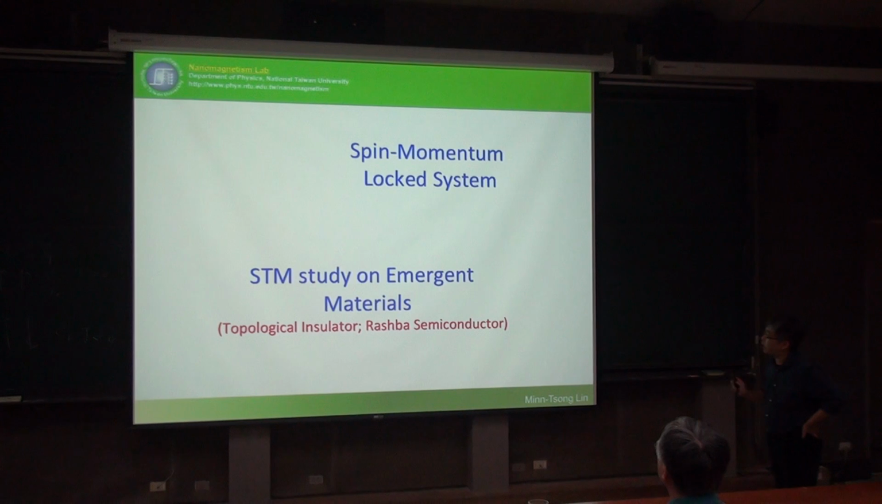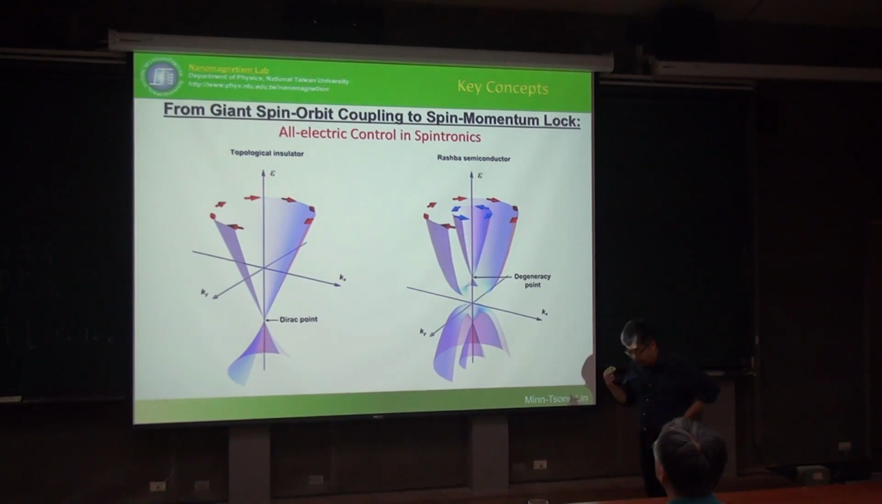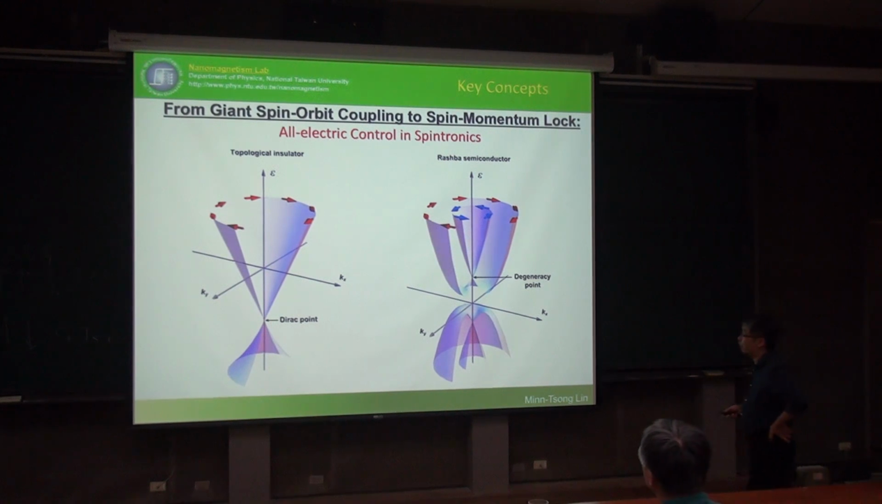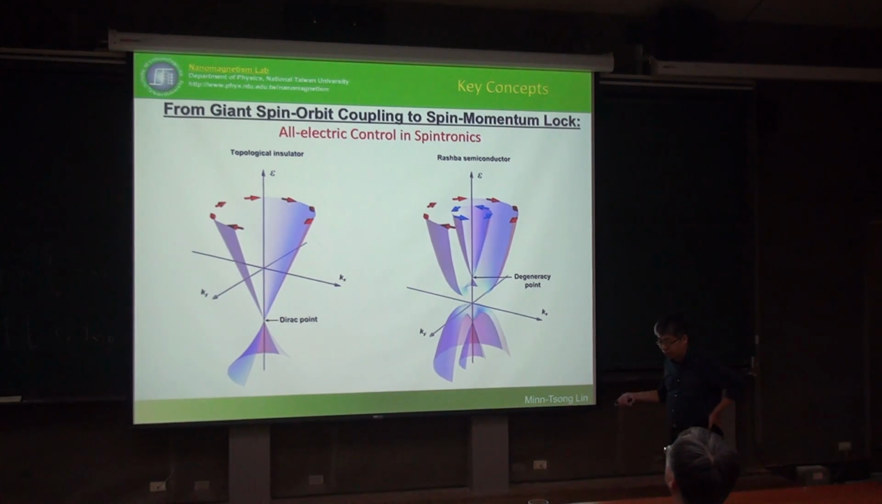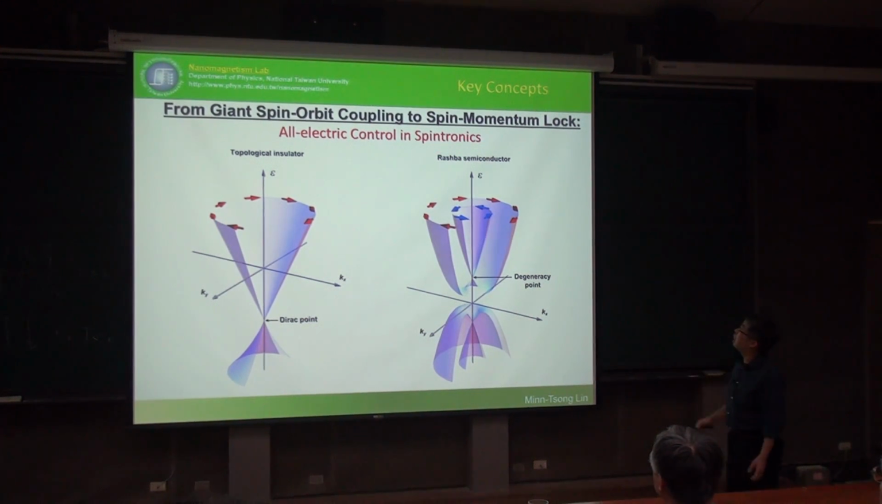So the next part here is the new system on which we are working. This goes from giant spin orbital coupling to the spin momentum lock system. The difference of the spin system in such material is we don't need the magnetic material, because the material itself already provides the spin. Because of the very strong spin orbit coupling, if you can control the momentum, you can control the spin. So that's why we call this spin momentum lock.